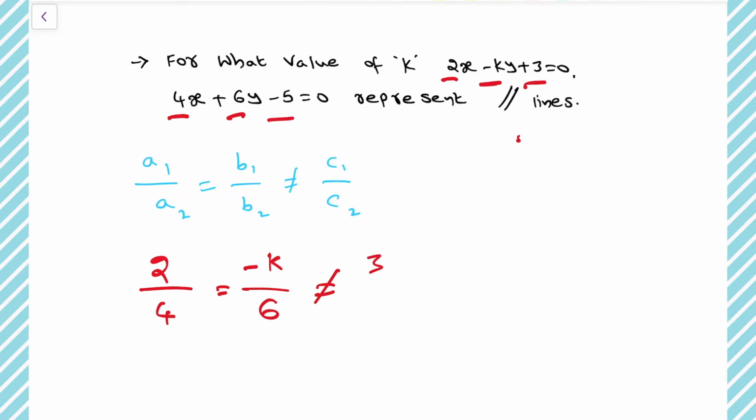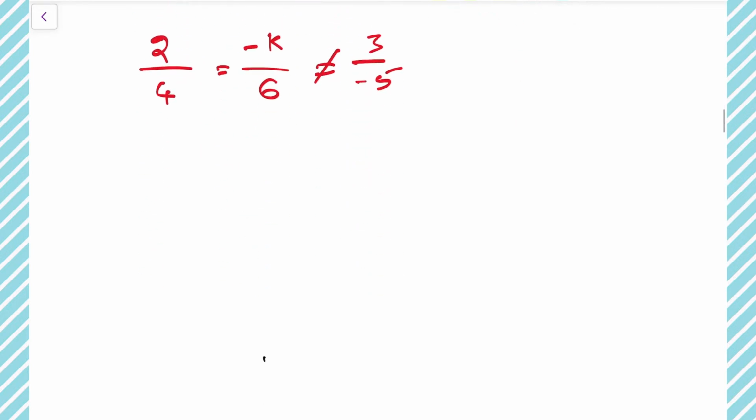So 3 divided by minus 5. Now from this equation I am taking this: 2 divided by 4 equals minus k by 6. These two I am going to cross multiply. 2 sixes are 12, that should equal 4 into minus k, minus 4k.